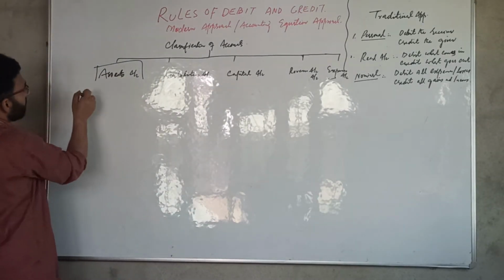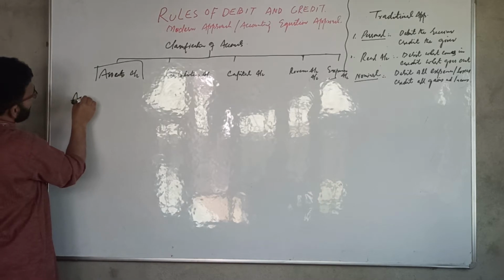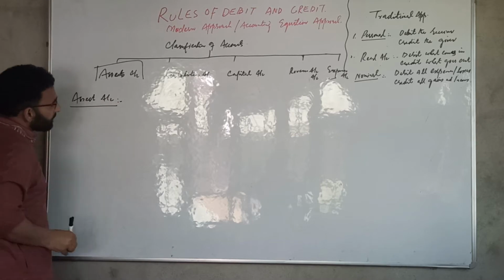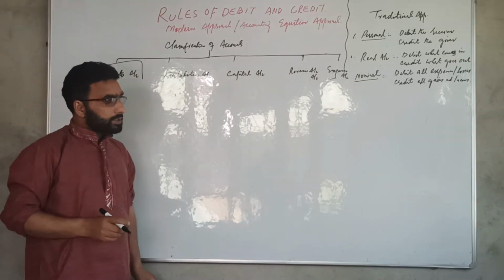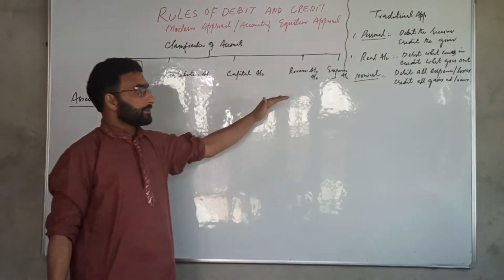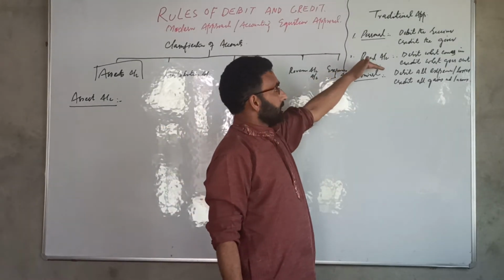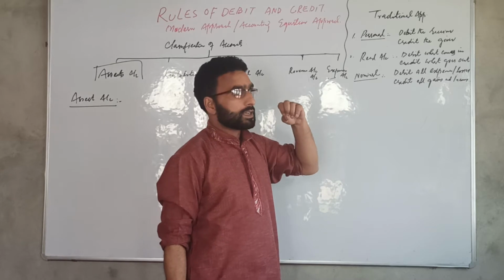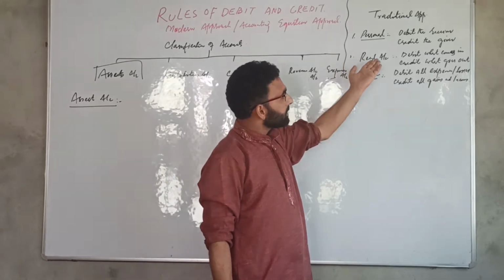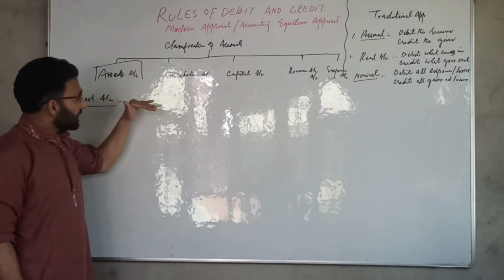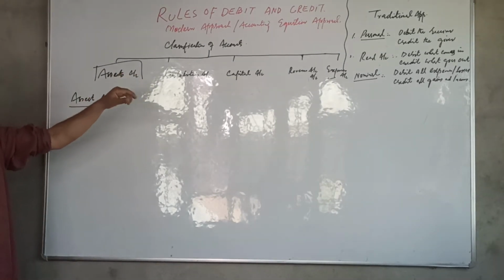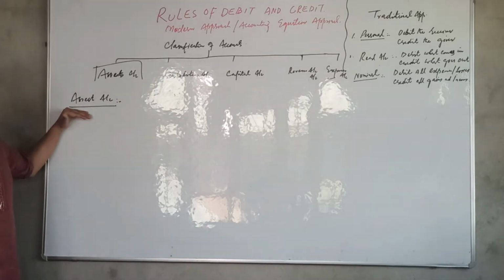Now, first we have assets account. In the traditional approach, we have the real account here. Real account is related to the properties of the business, possessions of the business, and assets of the business. The same account is here. In the traditional approach, we call it real account, and in this modern approach, we call it assets account.